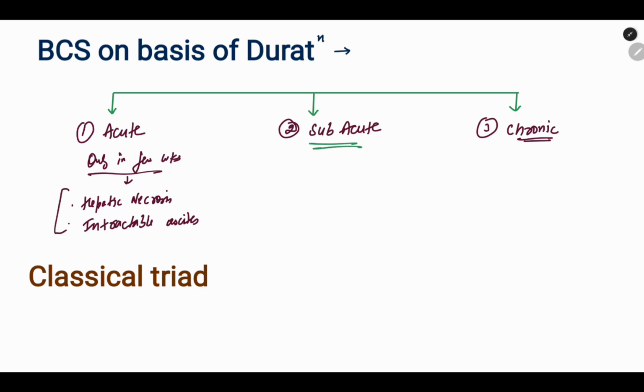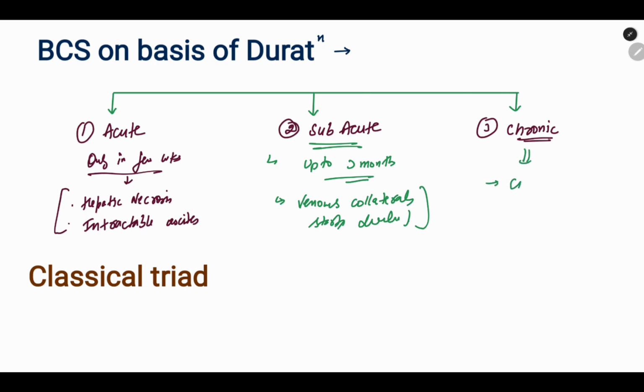Now talking about the subacute phase, the symptoms develop over a time span of up to 3 months. The specific thing about the subacute form is that venous collaterals start developing, and minimal ascites and hepatic necrosis are seen. In the chronic form, cirrhosis of the liver happens, and venous collaterals are also seen. Fulminant liver failure can also occur in Budd-Chiari syndrome.